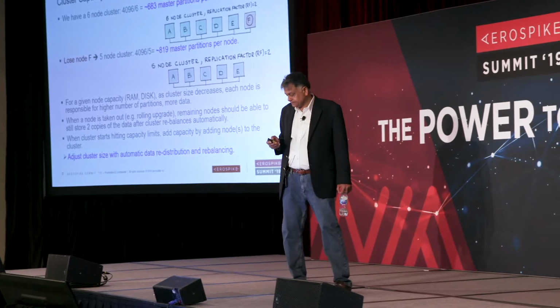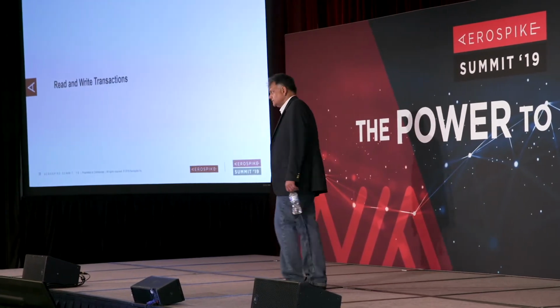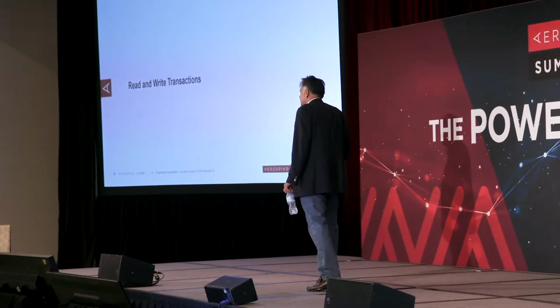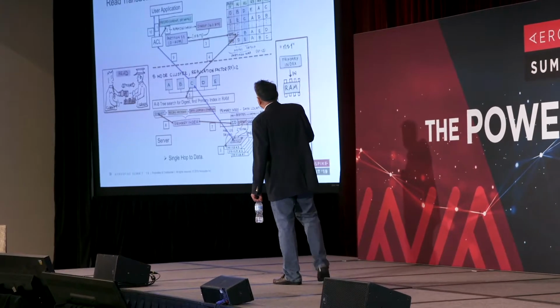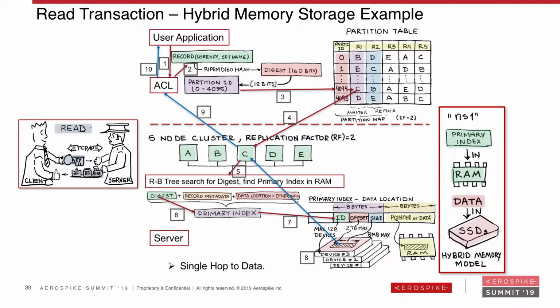Okay. Let's get finally into the read and write transactions. On the read side, let's see what's going on. You have your user application that wants to read a record. So it specifies the key, right? So we started with read as a very top-level description, and now we're learning everything about the partition table and all. Let's dive deeper into what's happening, starting from the user application down to the server.